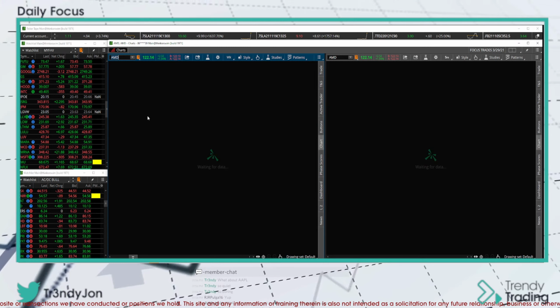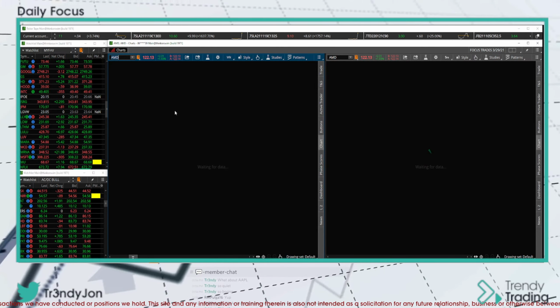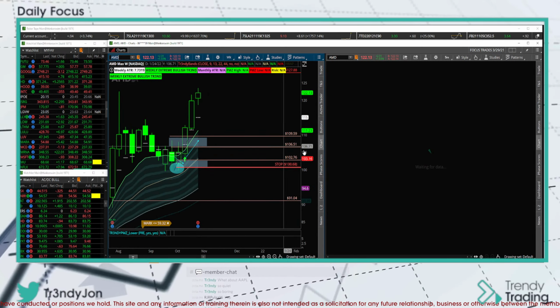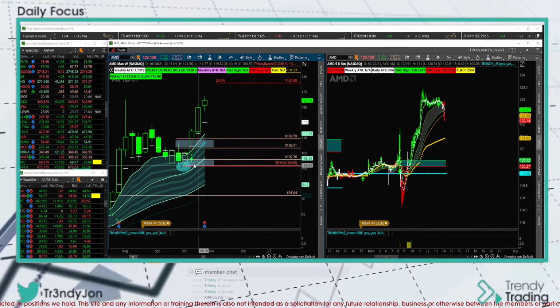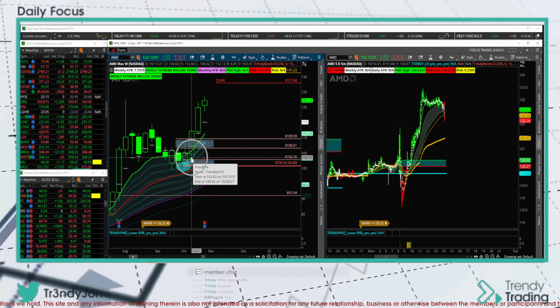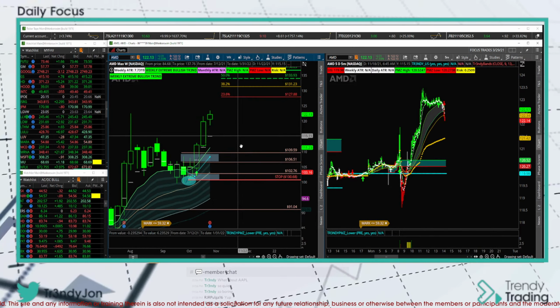Let's see if this will load. Thinkorswim's acting a little slow here towards the end of the day. You can see we had a buy signal on a weekly. This is why I took the trade, or I took the deeper in the money options.